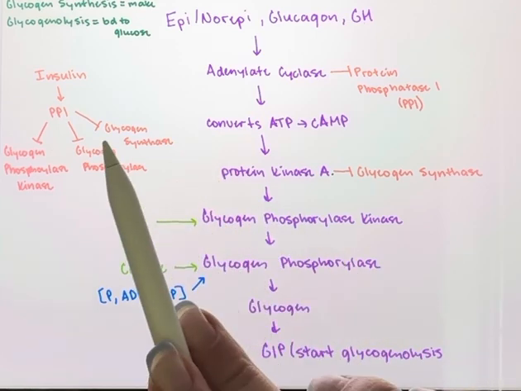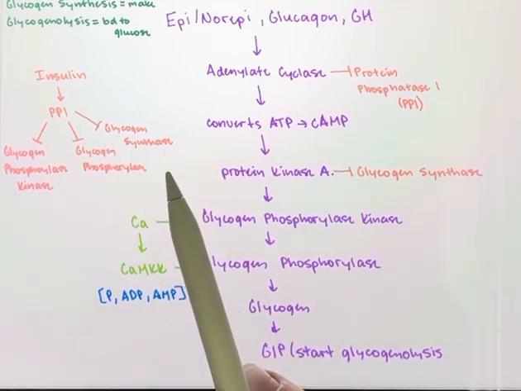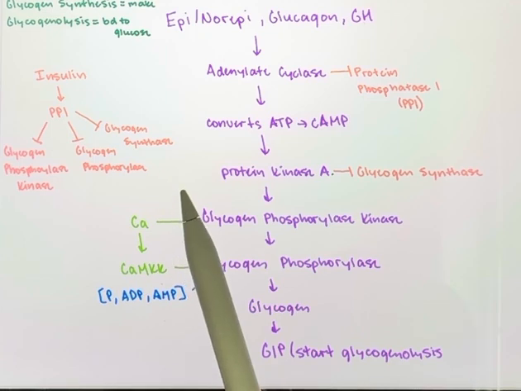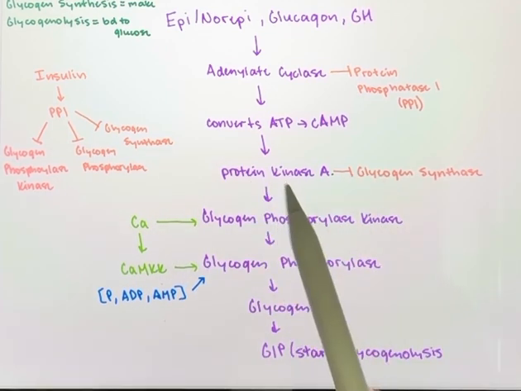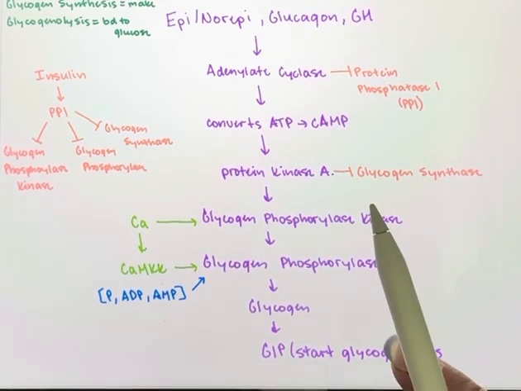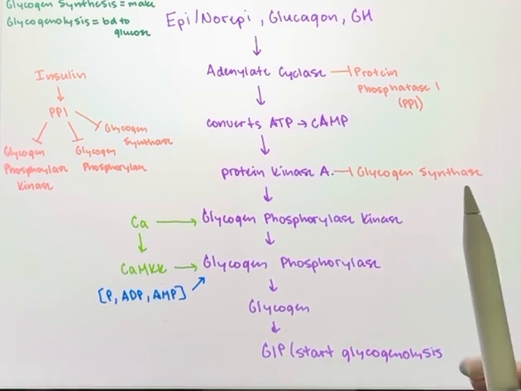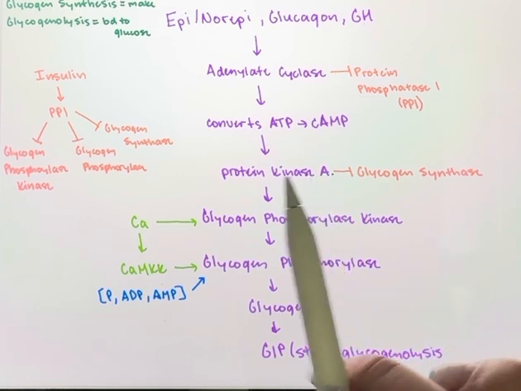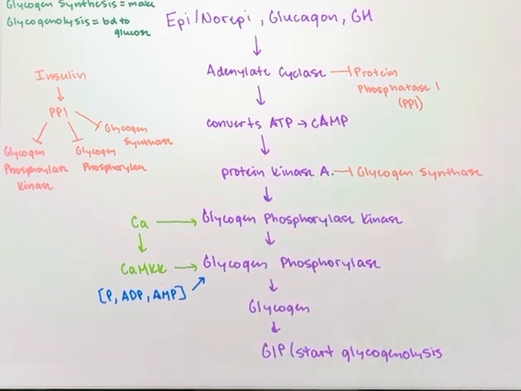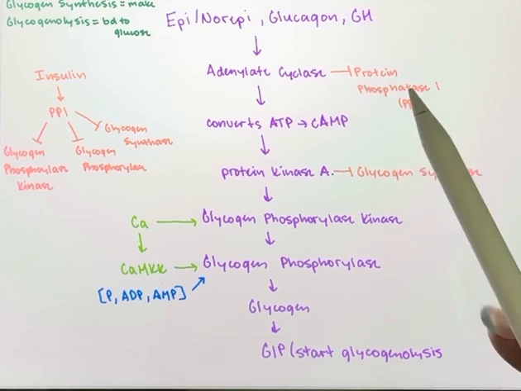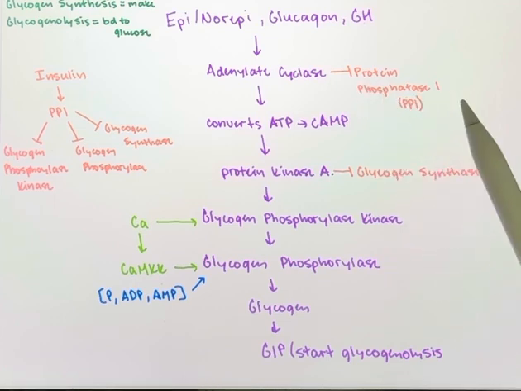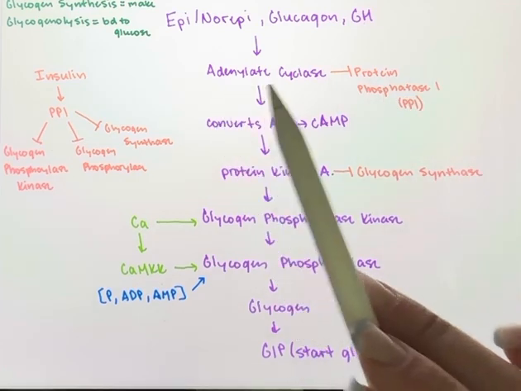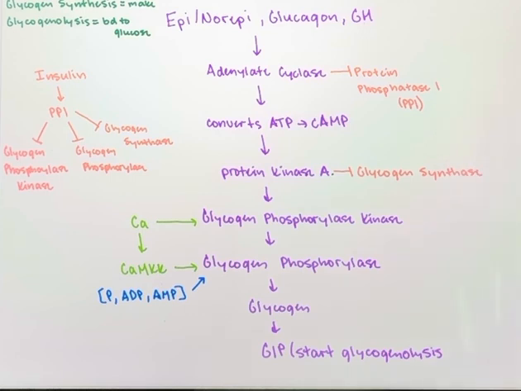And it also has glycogen synthase, which is the enzyme used to create glycogen, and that inhibits protein kinase A. Essentially, when glycogen synthase is activated, that will inhibit protein kinase A, which will inhibit glycogenolysis. So that's one way that they regulate each other, as well as when protein phosphatase 1 is activated, that inhibits adenylate cyclase, so that inhibits glycogenolysis. So that's another way they inhibit each other.